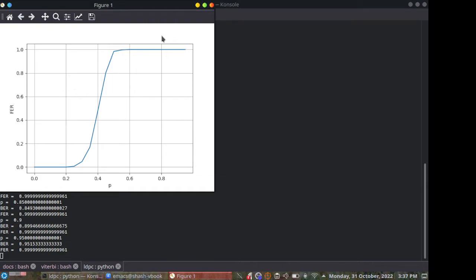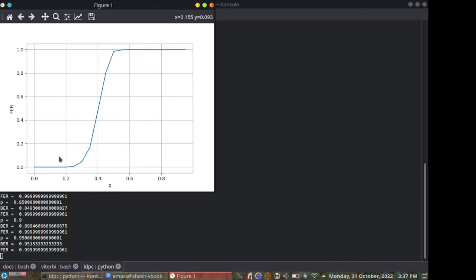So basically, below capacity, the probability of block error is close to 0. Anything above that, the probability of block error is close to 1. Of course, I'm using only n equal to 100. But if I increase n to say 1000 or 5000, you'll see a more sudden transition from 0 to 1.